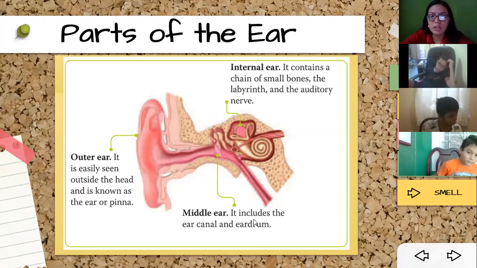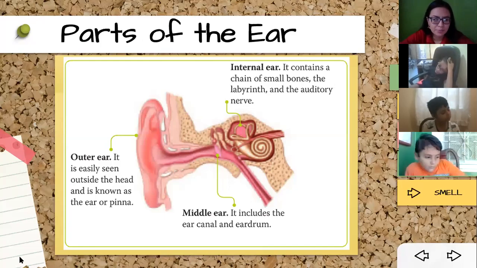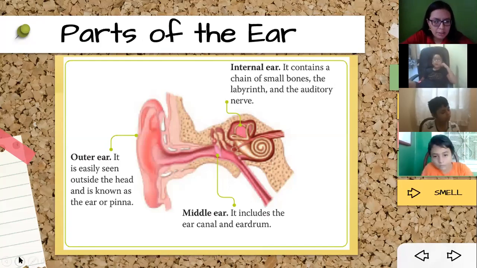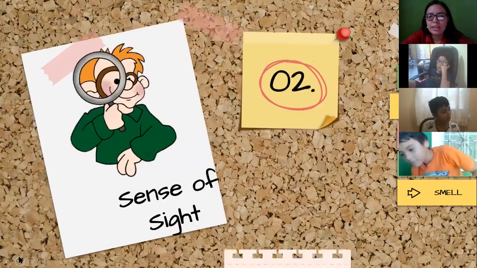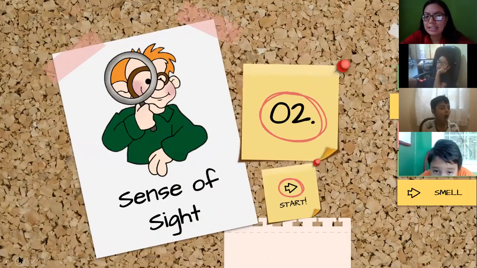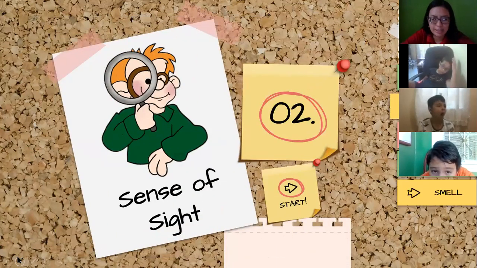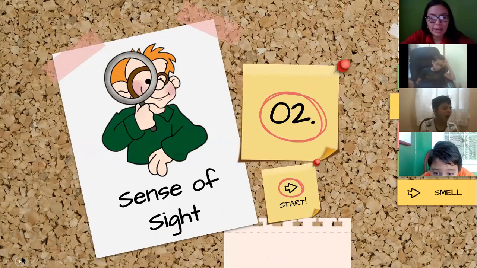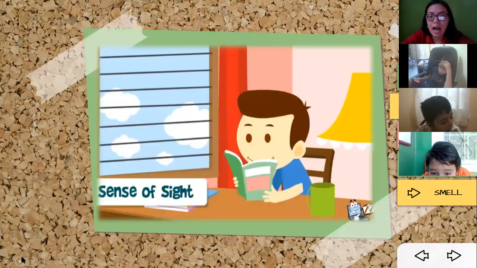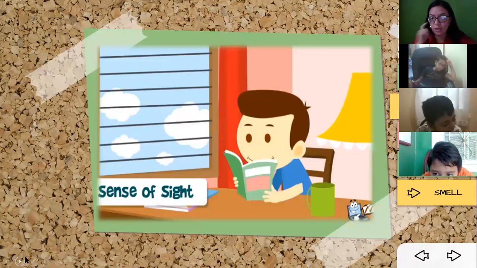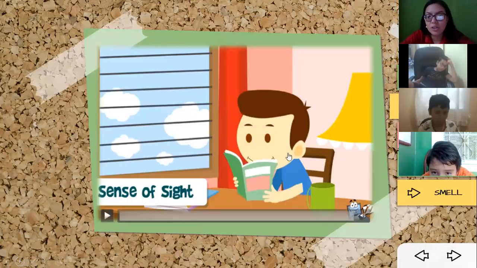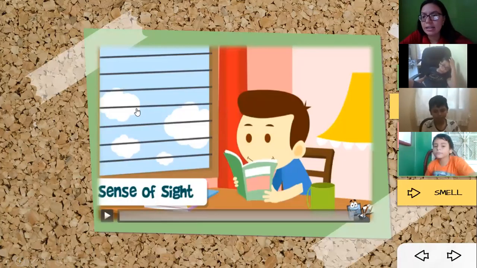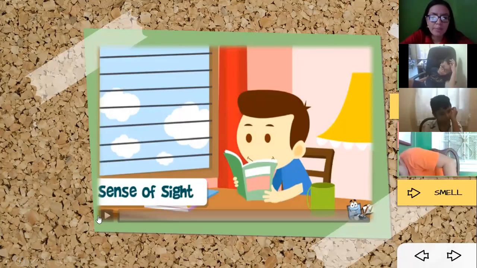Okay, let's continue with the other sense. And the other one is the sense of sight. What is our organ in the sense of sight? Is our eyes, okay? So right now we're going to see how the eyes work in our body.